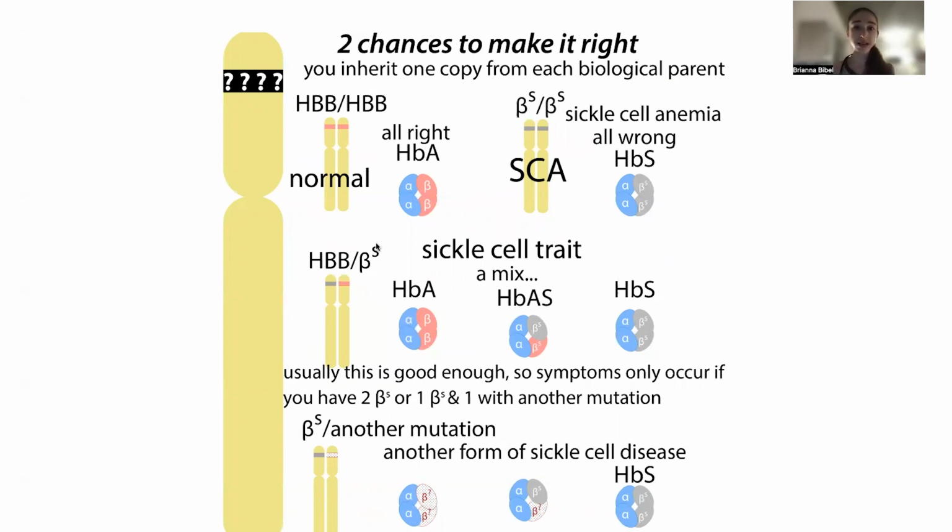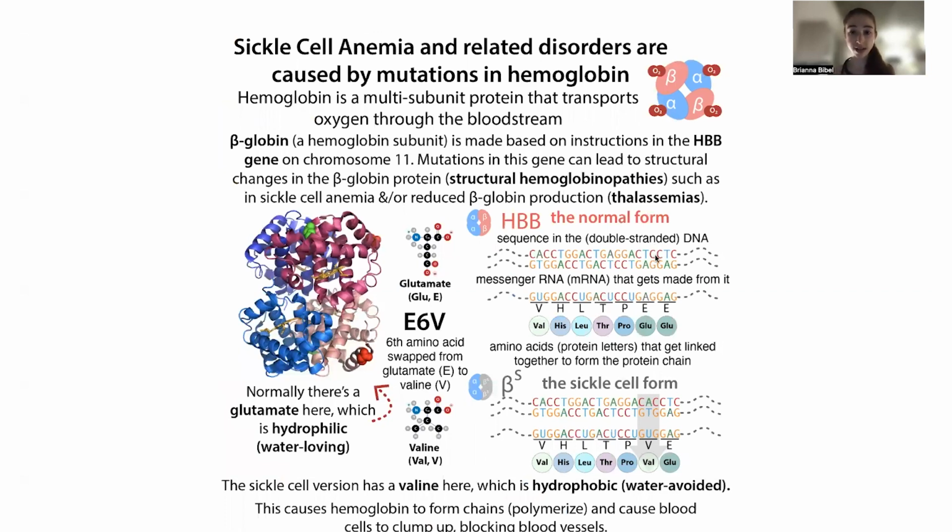And typically these are going to be what we call homozygous or recessive mutations. So basically you need two copies of it, two faulty versions of the gene, in order to have the disease. And so in the case of sickle cell anemia, you would have two of those faulty versions of the hemoglobin beta subunit, which is referred to as HbS when you have the sickle cell anemia mutation.